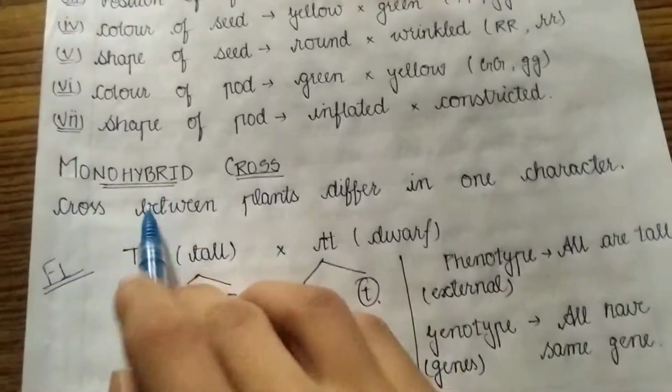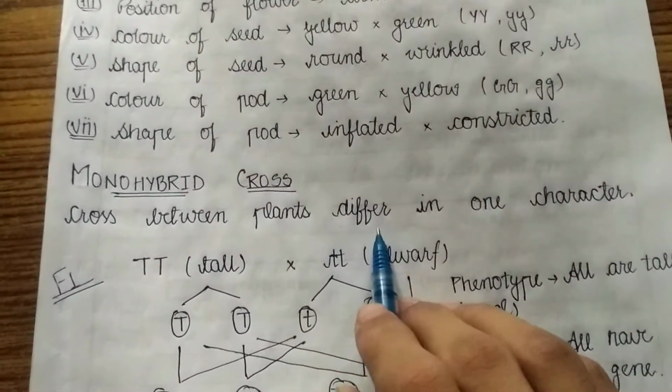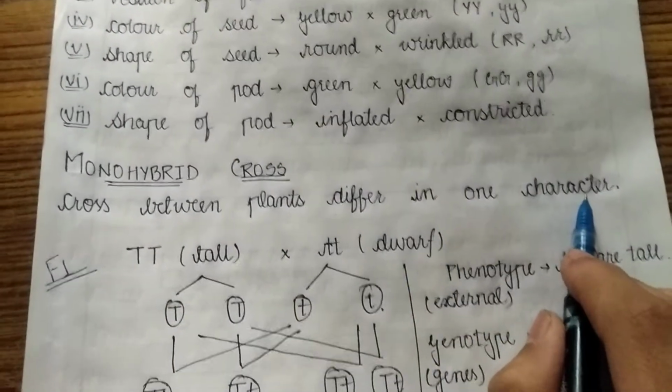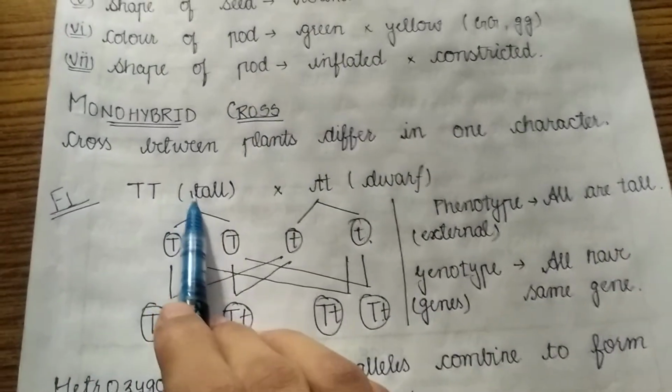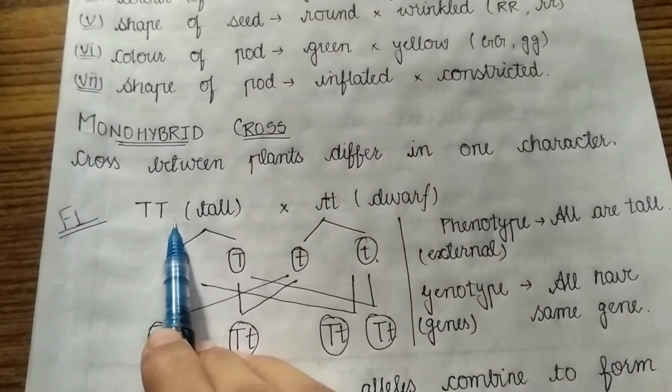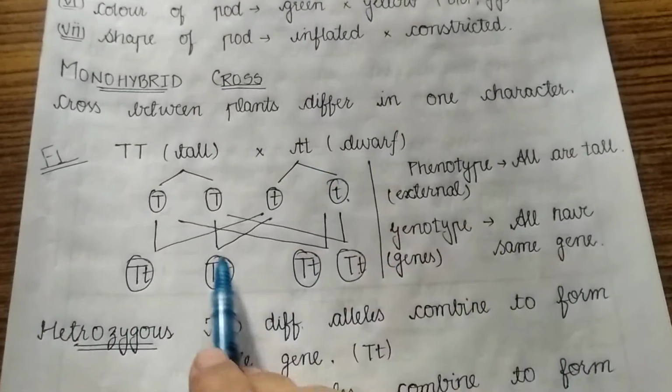Now we will see monohybrid cross. Monohybrid cross means cross between the plants that differ in one character. Only in one character they differ. So first we have taken a tall plant with genes capital T and a dwarf plant with genes small t, and we have done the cross.